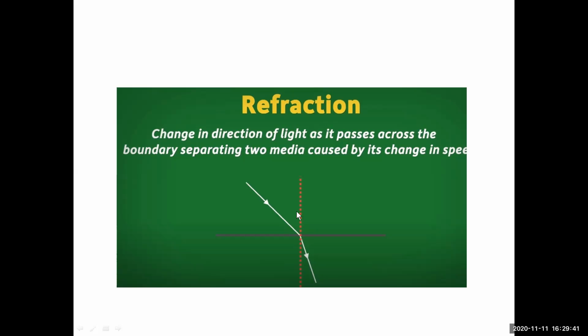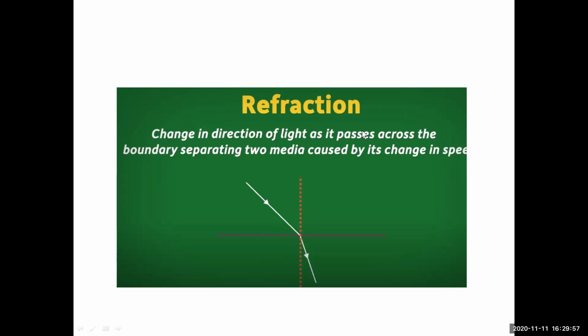Now we are seeing that the angle of incidence is more and the angle of refraction is less. It is bending more with the interface. The light is bending more towards the normal. That is called the refraction.